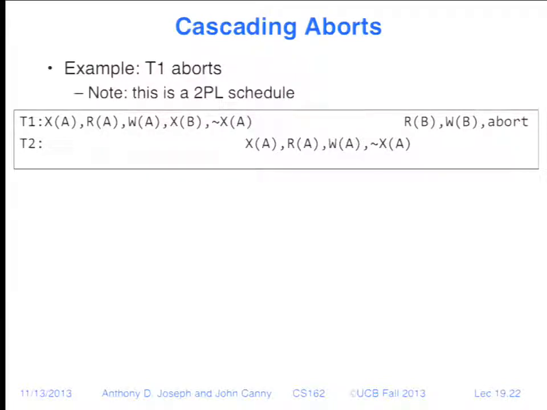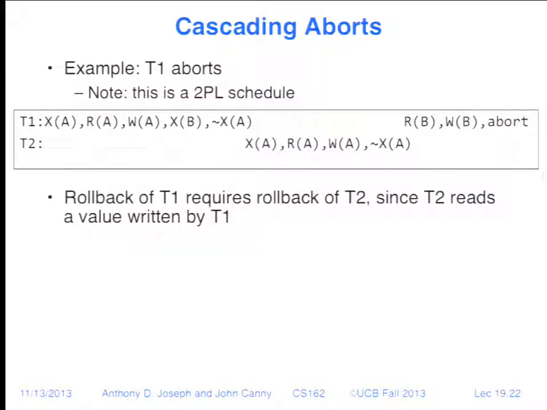Now suppose T1 aborts over here. Then what happens? Because you've aborted T1, you have to undo the state of T1. But you also have this transaction T2, which started executing but hasn't finished yet. So T1 has to also roll back T2, because T2 read some of the state that was updated by T1.